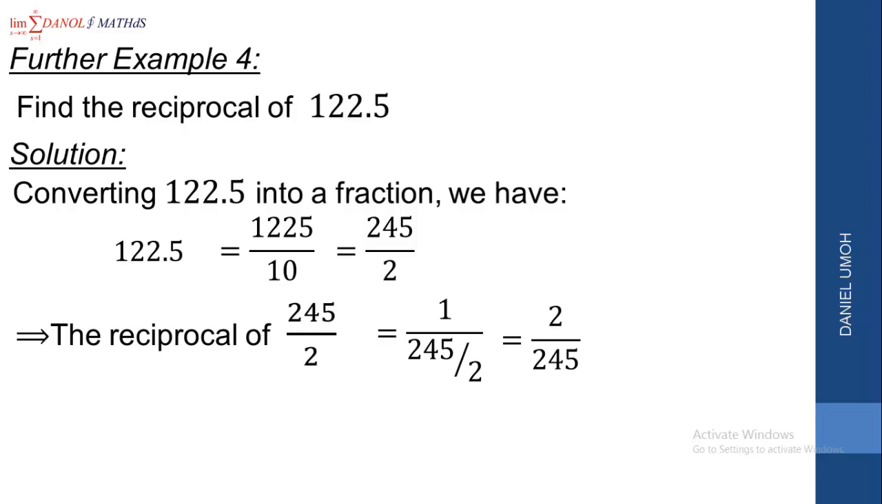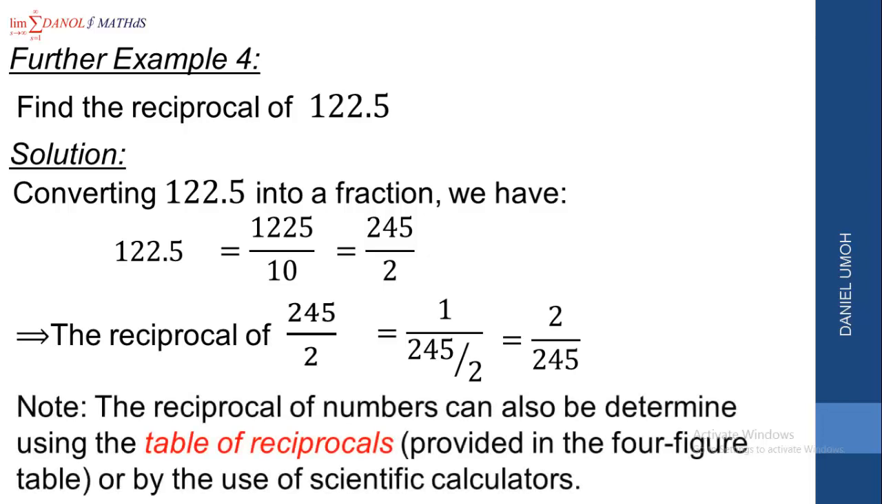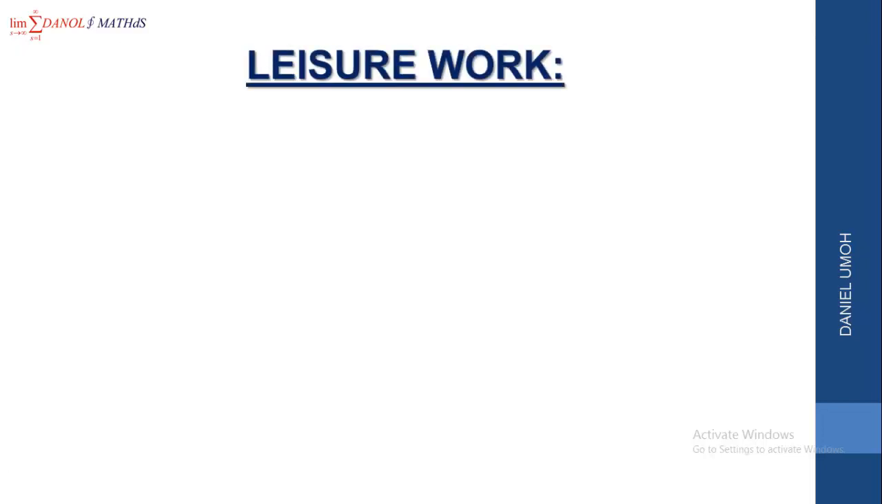Okay, we are going to stop here for today and we'll give you something to play with. But note, reciprocals of numbers can also be determined using the tables of reciprocals. If you look at your 4-figure table, there is a table there called the table of reciprocals. So if you don't want to solve it this way, you can always use your table, or you can use a scientific calculator by simply saying 1 over any number. So if I give you any number and ask you to find the reciprocal, just use your calculator and say 1 divided by that number, and that is the reciprocal. Okay, take down this and play with it.